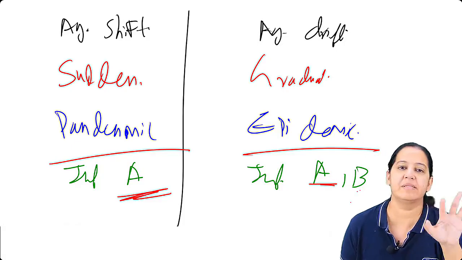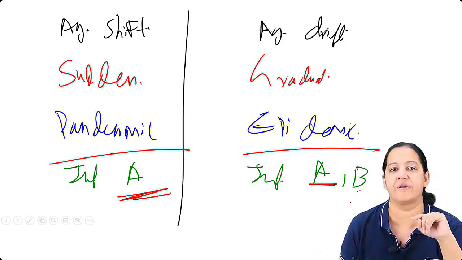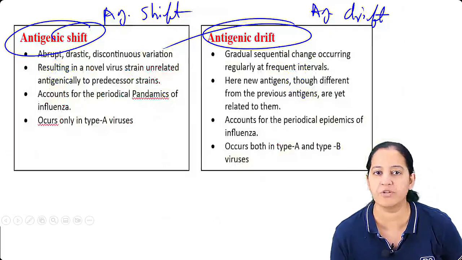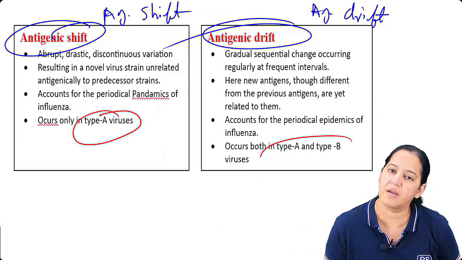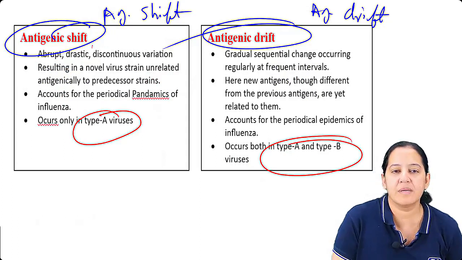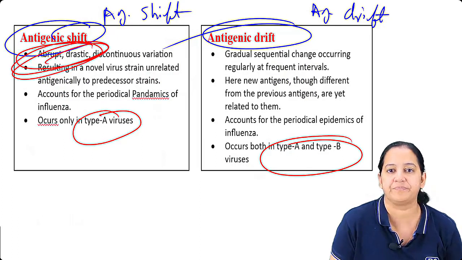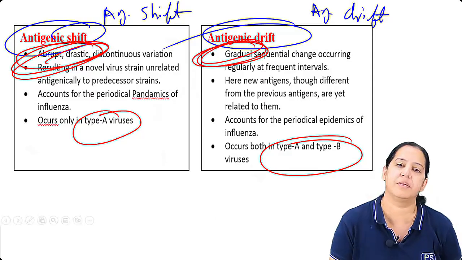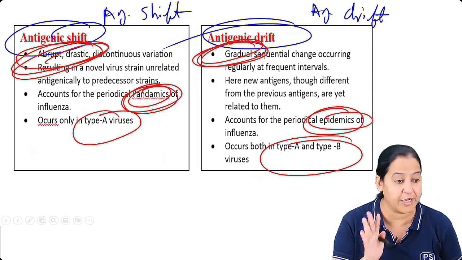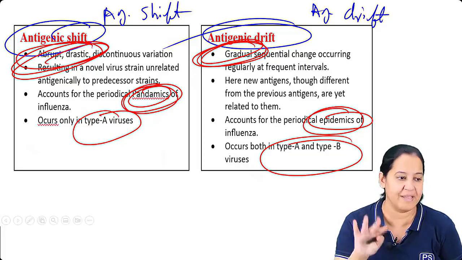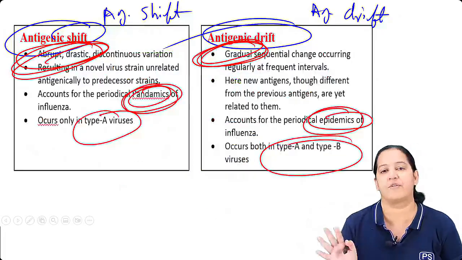Okay. So please learn the two terms, shift and drift. You get questions on that. How many of you got it? So that is antigenic shift. Here it is occurring only in A. This one occurs in A and B both. This one is abrupt, sudden, drastic. This one is gradual. This one leads to pandemics. This one leads to epidemics. Mark in your notes. If it is written, please mark. So we have seen the two terms, antigenic shift and drift.